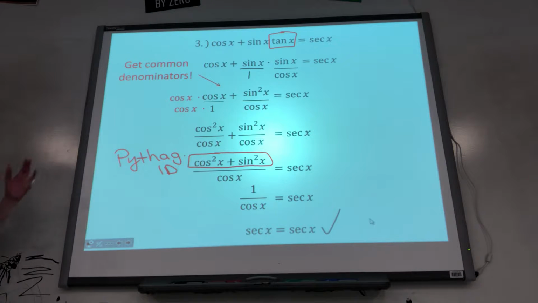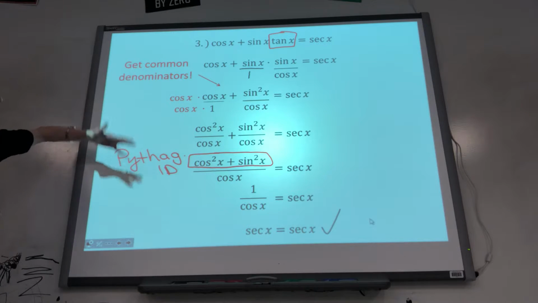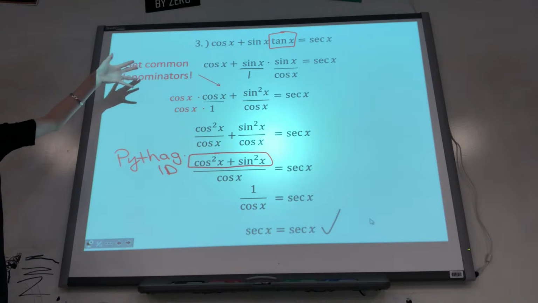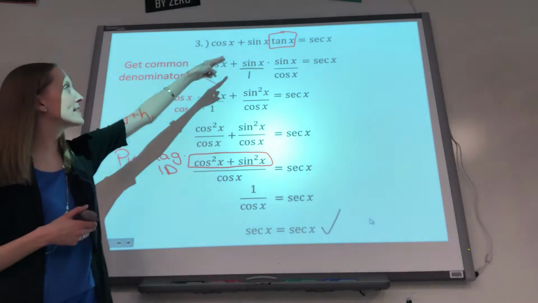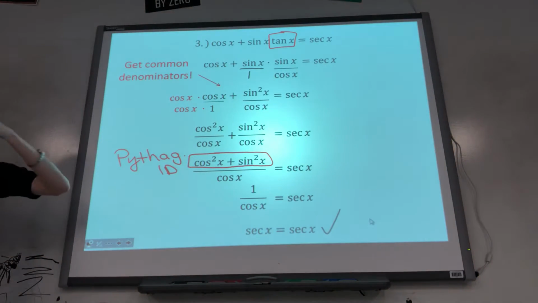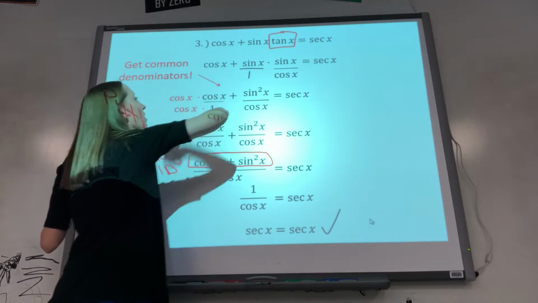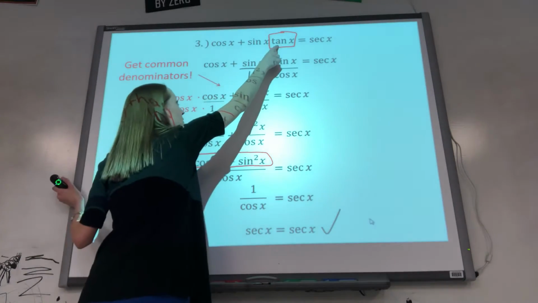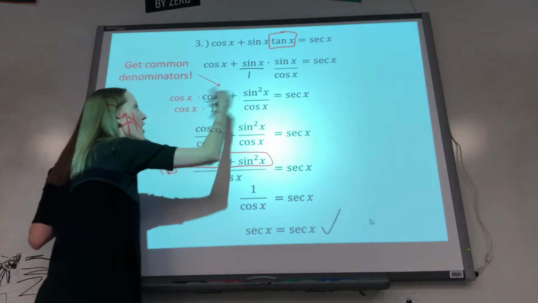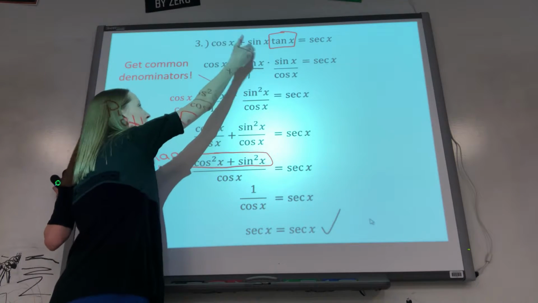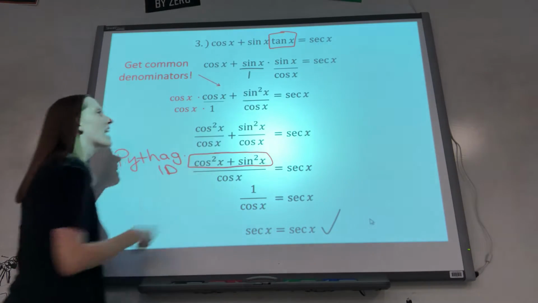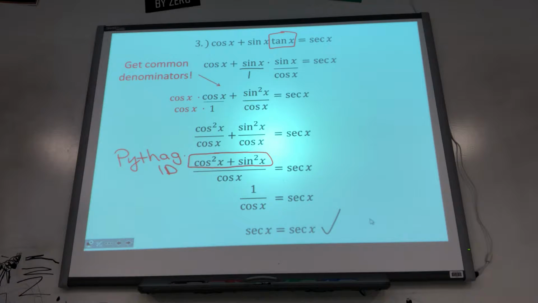Okie doke. Back to the beginning. How did I know how to get started? I wanted to turn something into something that would be in common with our other trig functions. If we turn that into sine over cosine, this has sine and cosine, so I kind of knew that was the way to go. All right, questions on number 3.